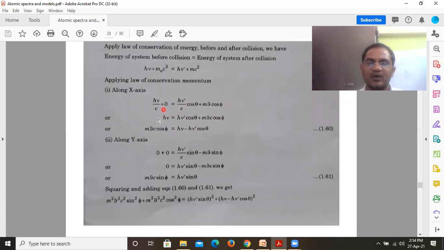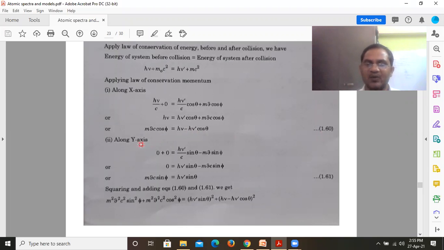Now, taking the LCM, you will get h nu equals h nu dash cos theta plus mvc cos phi. So from this, mvc cos phi equals h nu minus h nu dash cos theta. This is equation 2.